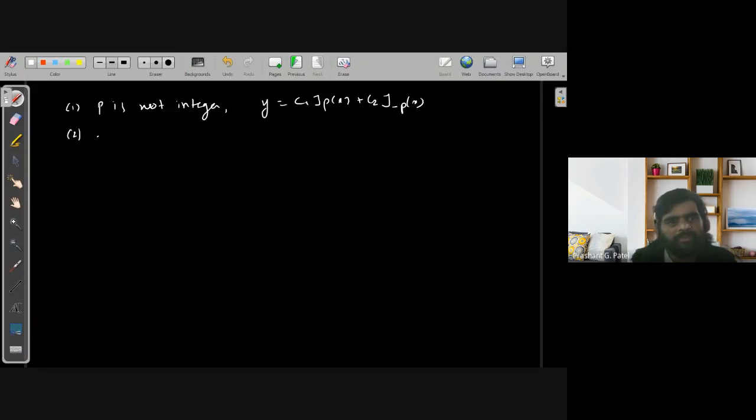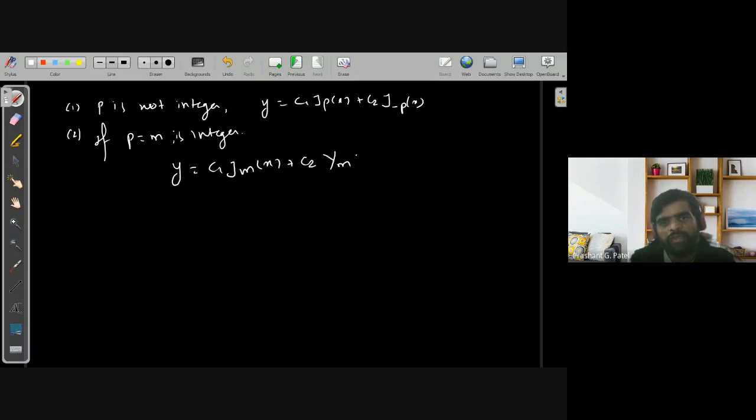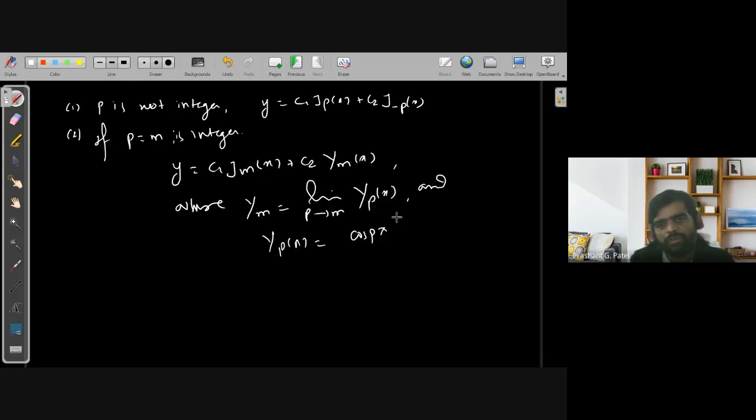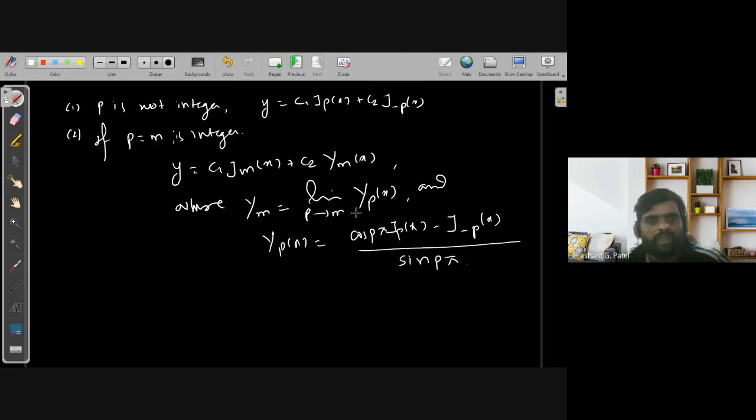Secondly, if it is a positive integer m, then the solution is y equal to c1 Jm of x plus c2 Ym of x, where Jm is the Bessel's function and Ym can be calculated as the limit of p tends to m of Yp of x, where Yp of x is (cos p pi Jp of x minus J minus p of x) upon sine p pi. So this way we can express a general solution of Bessel's equation.